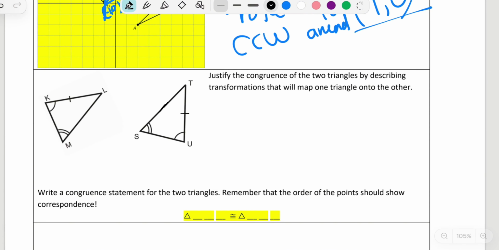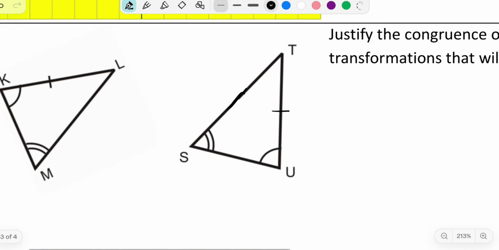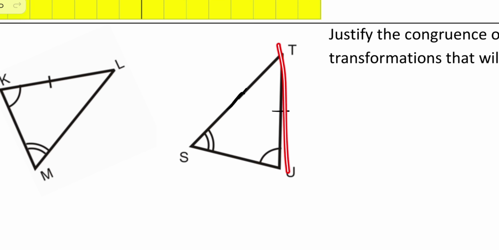Okay, so the last question is telling us to justify the congruence of the two triangles by describing transformations that will map one triangle onto another. What we want to emphasize is that we want to get segment TU on KL, right? Because they're supposedly congruent and we're trying to prove that. And segment SU to KN. Here's how we're going to do that.